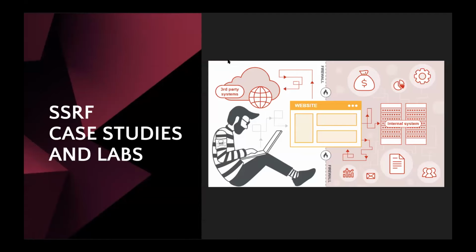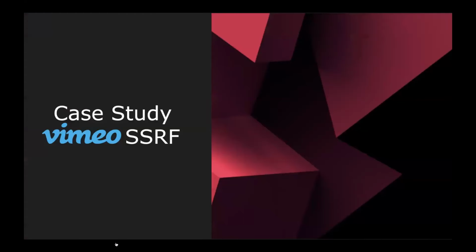Now that Rajnish has talked about SSRF and how we can find it and how we can escalate it to some level, like accessing cloud metadata APIs and accessing file system files, we will go ahead and have a look at some real-world case studies to understand SSRF in more detail. I will start off with Vimeo. It is a really interesting one, and I do have a write-up on it as well, but here I will show you how I approached it.